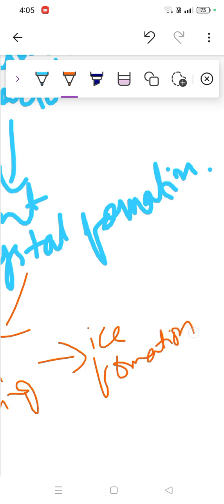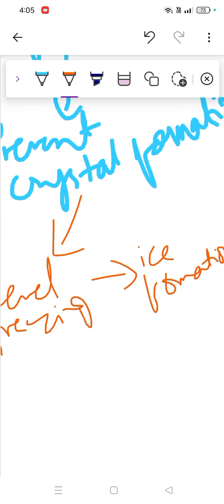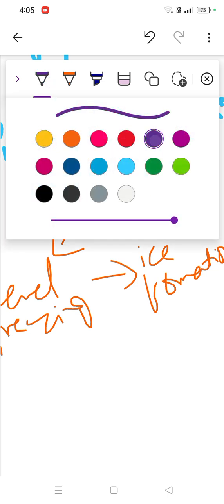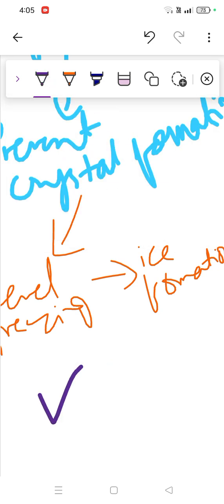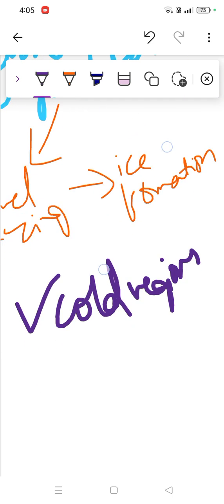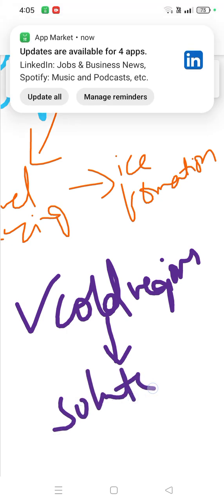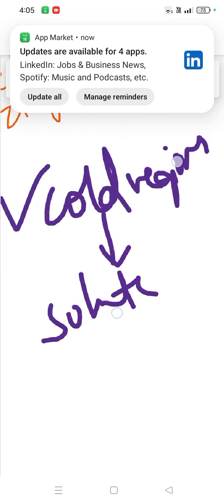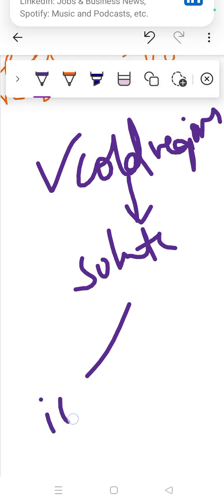in the cell will occur, and this is avoided by plants inhabiting cold regions by developing freezing tolerance, in which the composition of solutes takes part. Solute composition simply means there is the ice crystal.